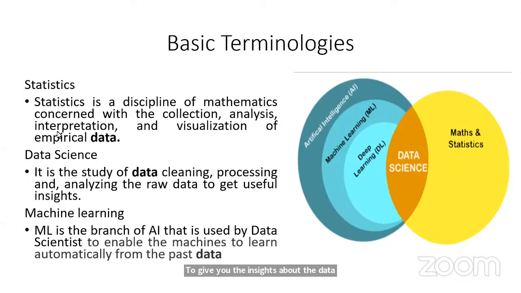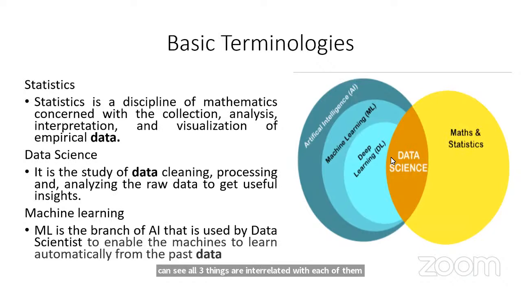So statistics is the mathematics. Data science is processing data, cleaning it, and getting useful insights from the data, and machine learning is the techniques. Machine learning is a group of techniques or methods by which we can analyze the data. So you can see all three things are interrelated with each other.